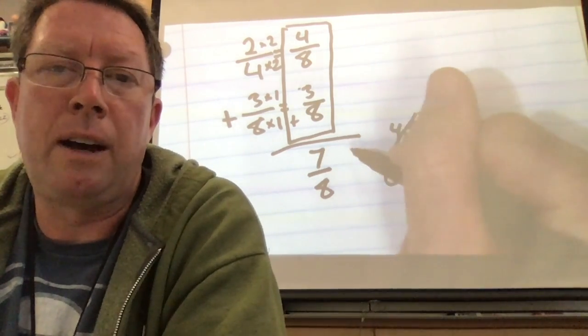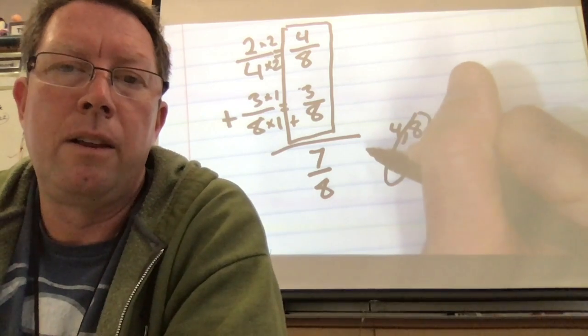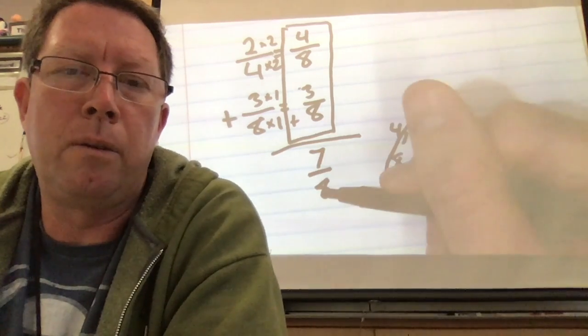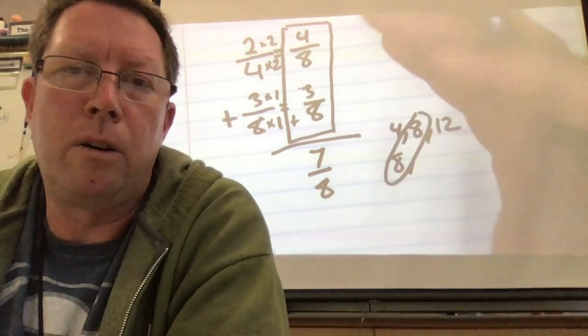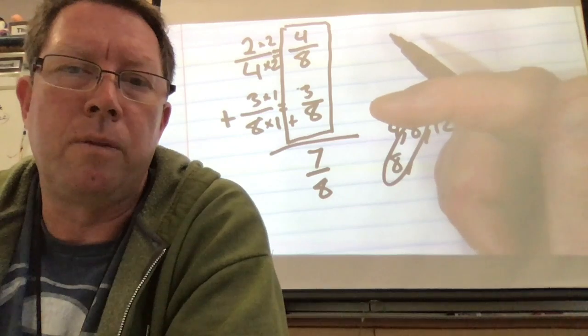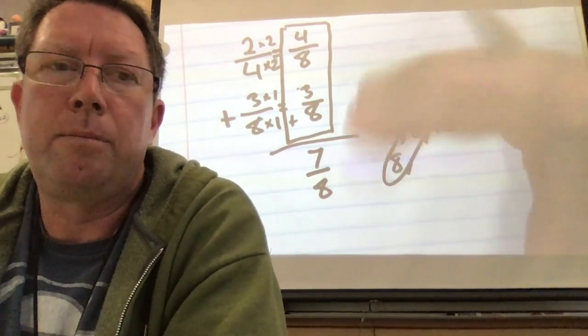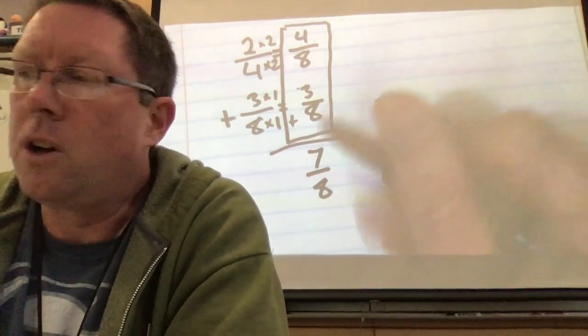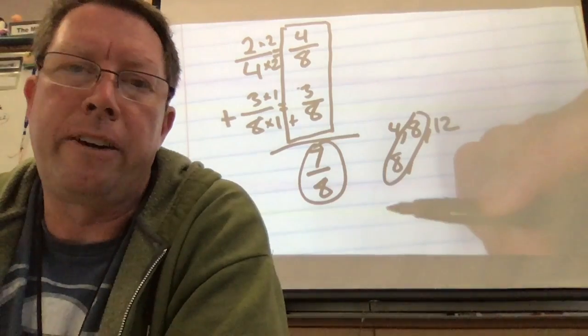Well, that will work for the top. 7 divided by 7 is 1. But 8 divided by 7, it won't be a whole number. It'll have a remainder. It'll have a decimal. So if you can't do it perfectly, evenly, you can't do it. So 7/8 is as small as it's going to get. I don't have to reduce it.